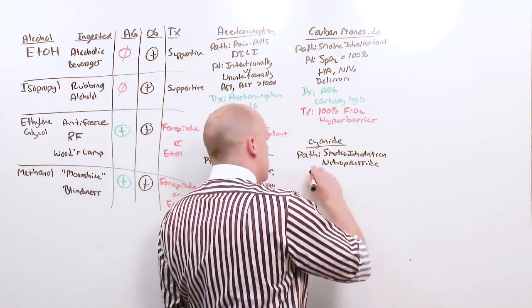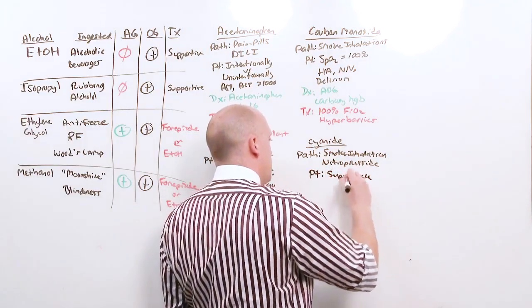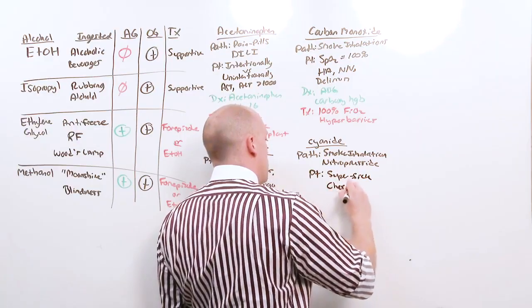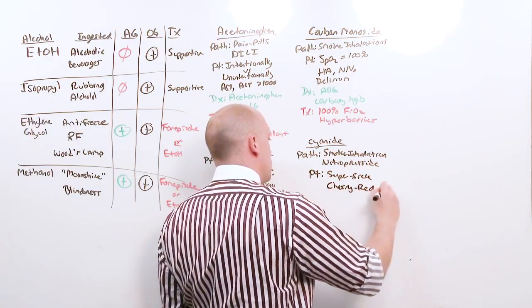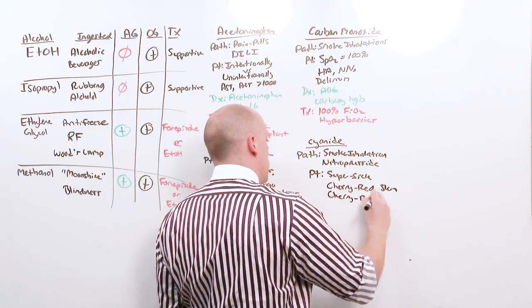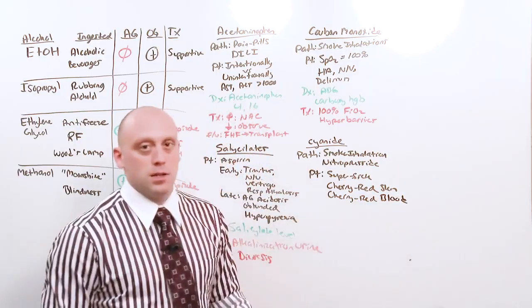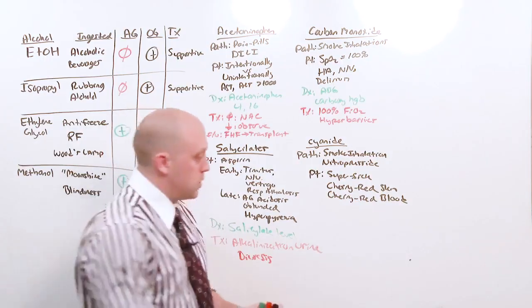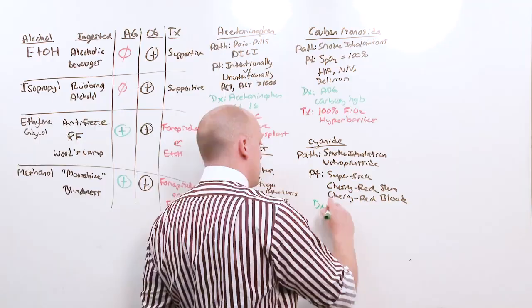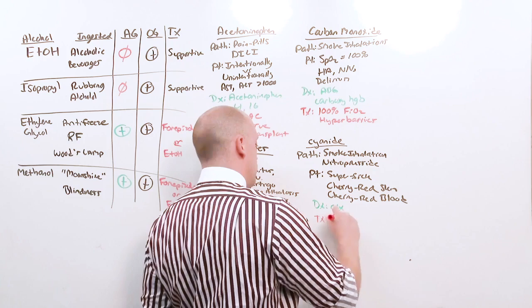The patient is going to present super sick and is going to be cherry red. If you see cherry red skin or cherry red blood on an arterial blood gas, start thinking about cyanide toxicity. The diagnosis is going to be made clinically, and the treatment is with thiosulfate.